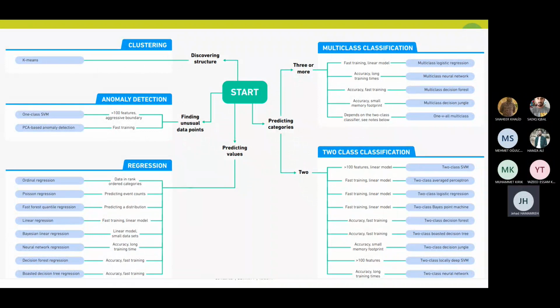ordinal regression, Poisson regression, fast forest linear regression, neural network regression, decision forest regression, boosted decision tree regression. All these are possible techniques, and all of them have their pros and cons, and some of them are good in accuracy, some of them have low cost training. So you need to just decide based on your use case and the application and the requirements. If you want to predict categories, let's say classification problems, multi-class or two-class only, you have this list of algorithms that you can utilize and use.